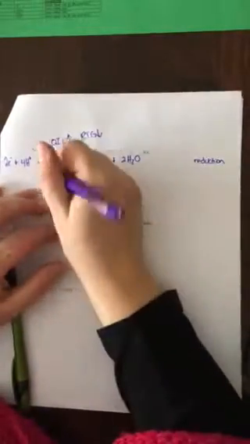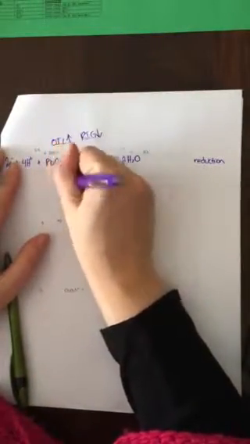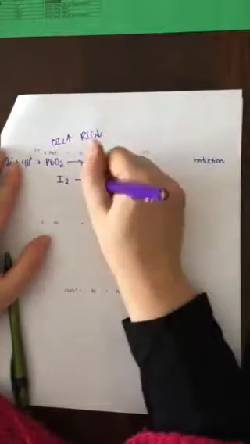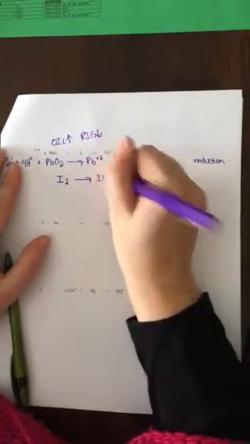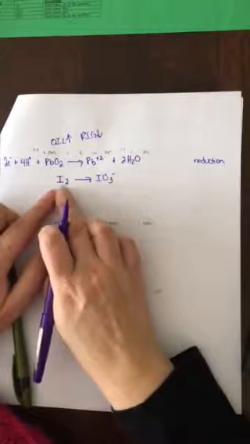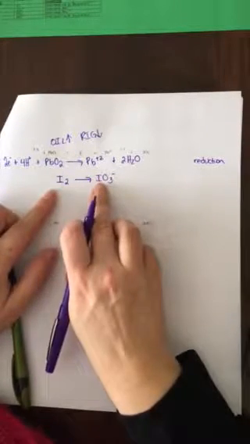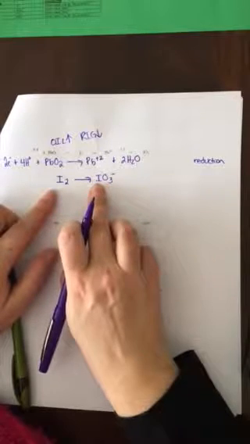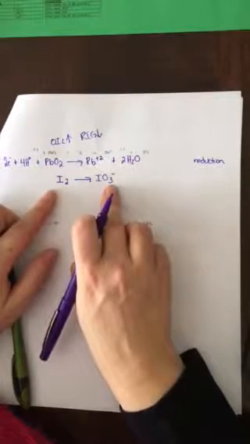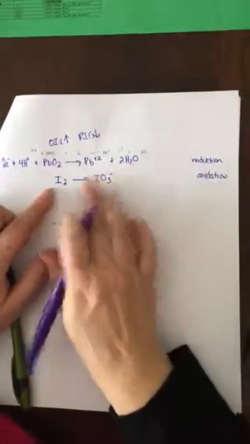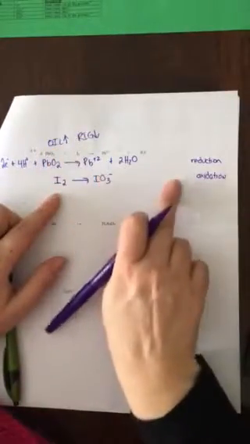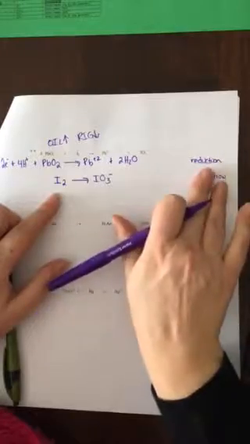Our second half reaction, I'm going to start it in the middle, is I2 to IO3-. So this is going from an oxidation number of 0, because it's all by itself, to an oxidation number of +5, okay? So it's going up, 0 to positive. So that means this is oxidation. All right, so we have that. And so that means if it's oxidation, you're losing electrons. That's going to be on the product side. We're giving them away, okay?